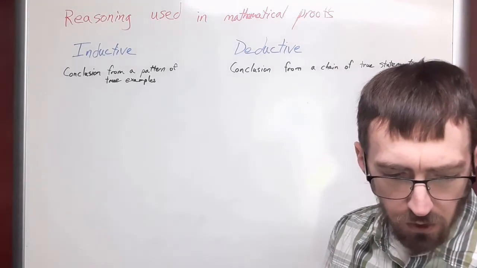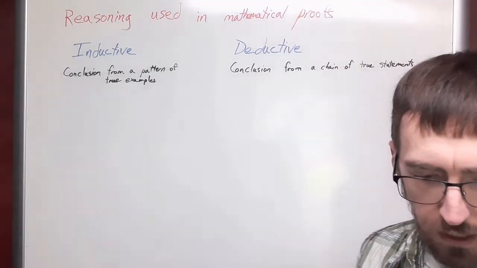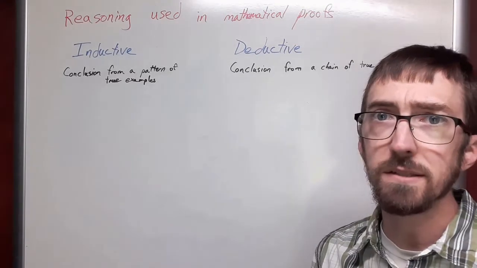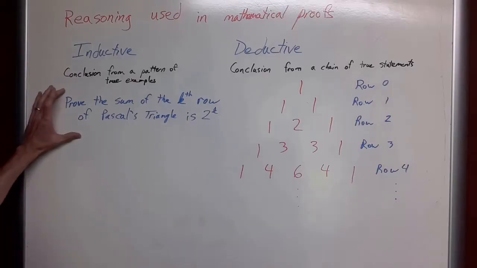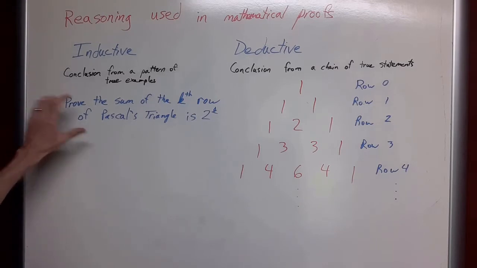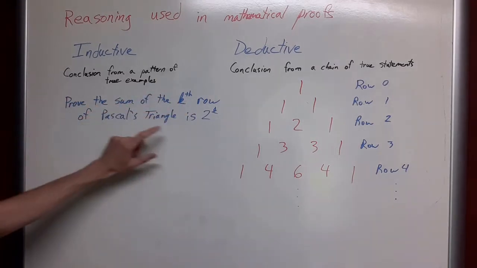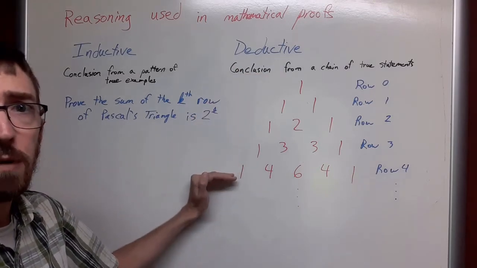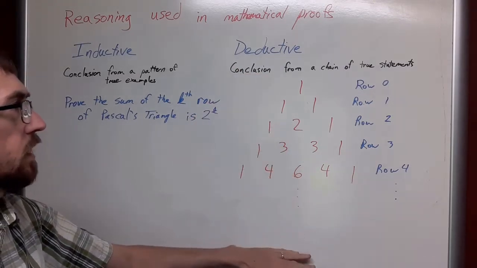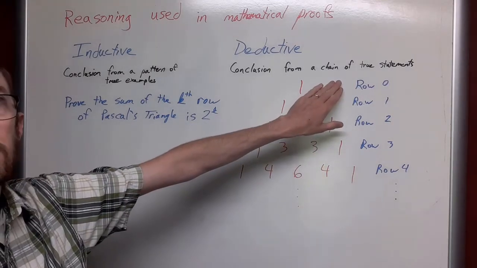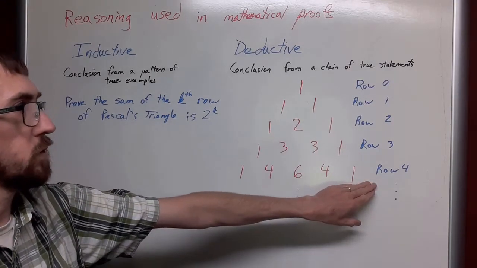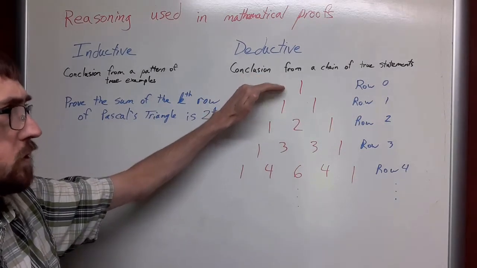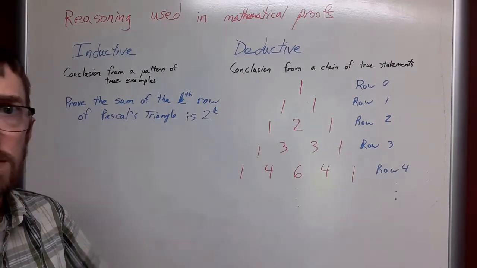We are going to start by looking at a proof of the sum of the kth row of Pascal's triangle. Here's the statement of what we want to prove: the sum of the kth row of Pascal's triangle is 2 to the k power. I have drawn Pascal's triangle over here, which continues on. I've also labeled the convention we're using for the rows. We're going to count rows starting with 0, so this very top row is row 0, then row 1, row 2, and so on.